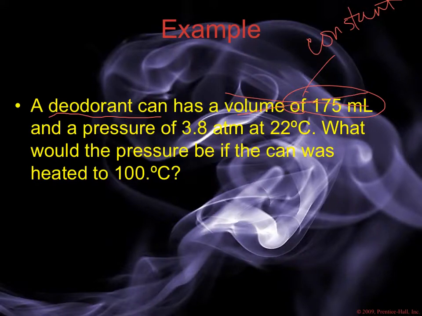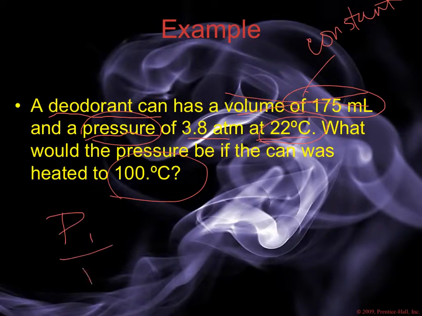So they're giving you an original pressure and an original temperature. And they're saying what would happen if you put that aerosol can in, let's say, boiling water. So we're talking about pressure and temperature. That is Gay-Lussac's law. So half the difficulty is deciding what formula you want to use to solve the problem. The actual solving the problem is not tough at all.